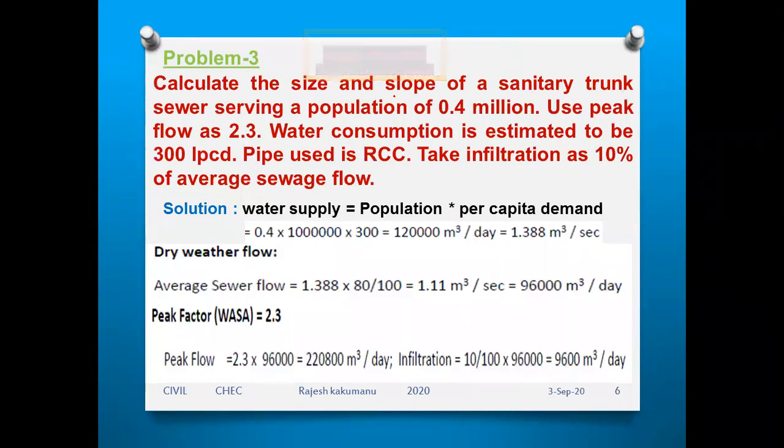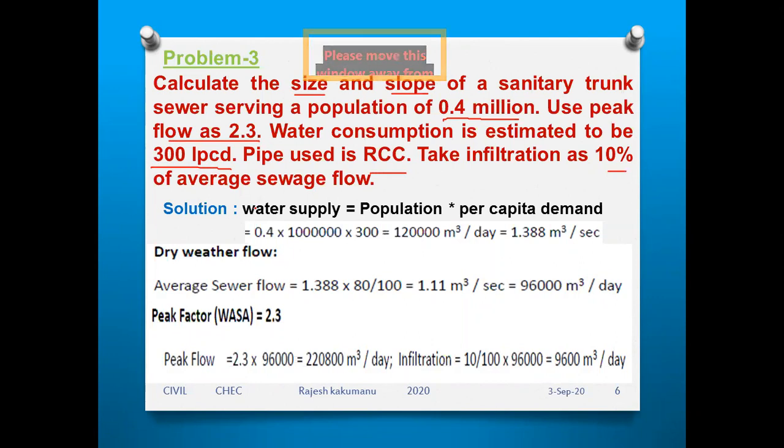Calculate the size and slope of sanitary trunk sewer serving a population of 0.4 million. Using peak flow, PF as 2.3, the water consumption is estimated to be 300 LPCD. Pipe used is RCC structure. Take the infiltration as 10% of the average sewage flow.